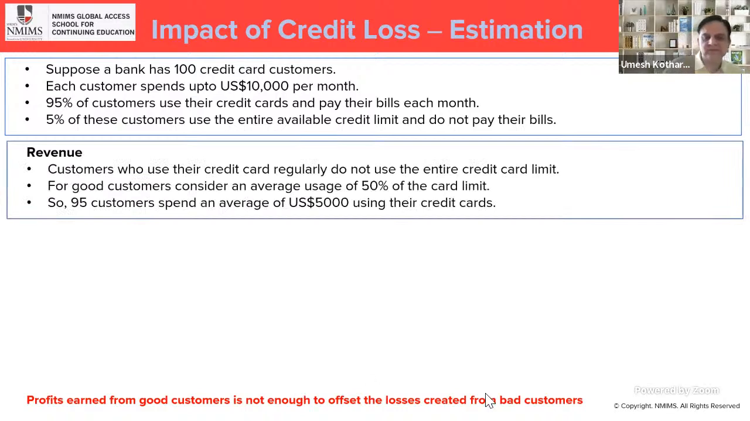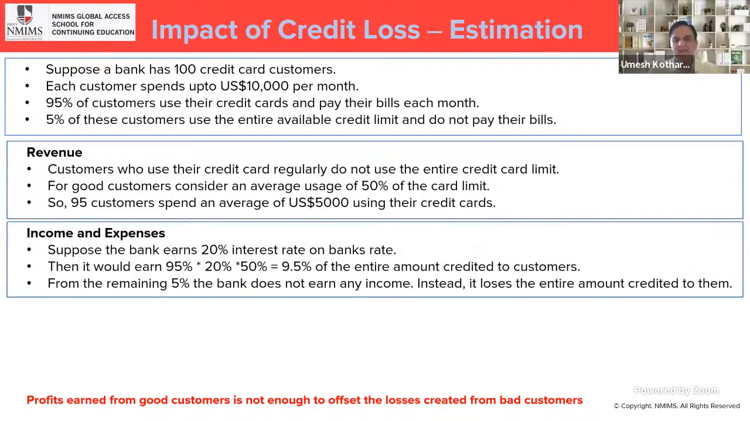Now, if you want to calculate the revenue, you're going to look at customers who use your credit cards regularly. The assumption is all my good customers, that's the 95% of the customers, are using about 50% on average of their credit limits. So their credit limit is 100, they're only using 50 of that. So 95 customers on average are therefore spending $5,000 on their credit cards. Suppose the bank earns 20% interest rates. They would therefore be earning 95%, 20% interest rate, and 50% of the benefits because of 50% usage of the card. And that is 9.5% is what they get.